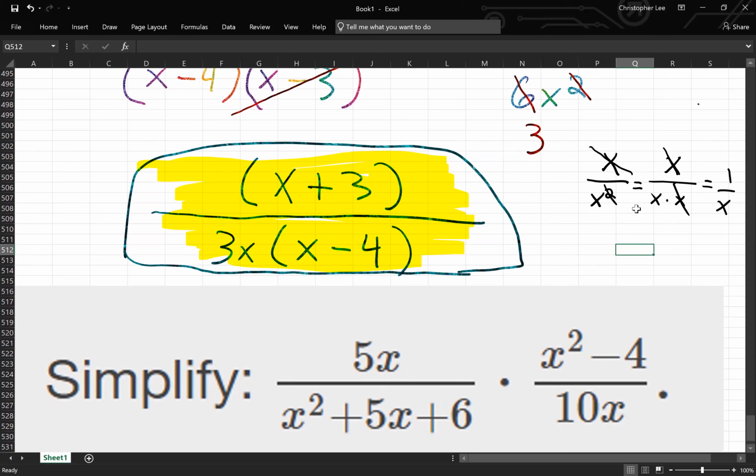Multiplication, you just factor everything and then cross out the like terms.